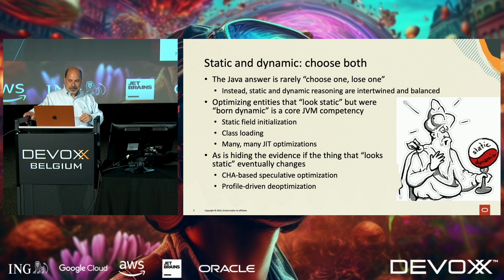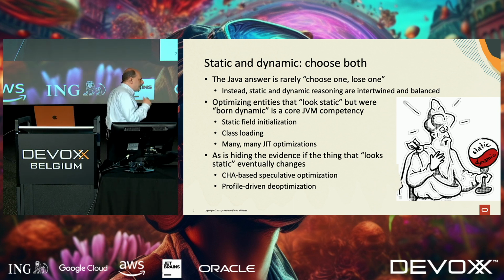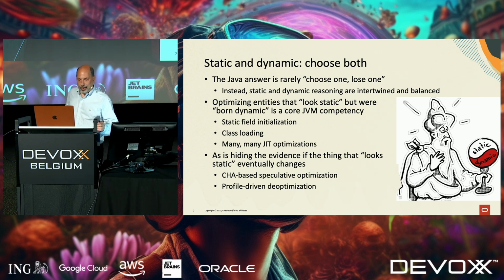And that includes things like the field initialization example that I just showed. And it also includes things like class loading, which is done dynamically and lazily, and lots of JIT optimizations take advantage of that. Another thing JVMs like to do and are very good at is hiding the evidence when it guesses wrong.